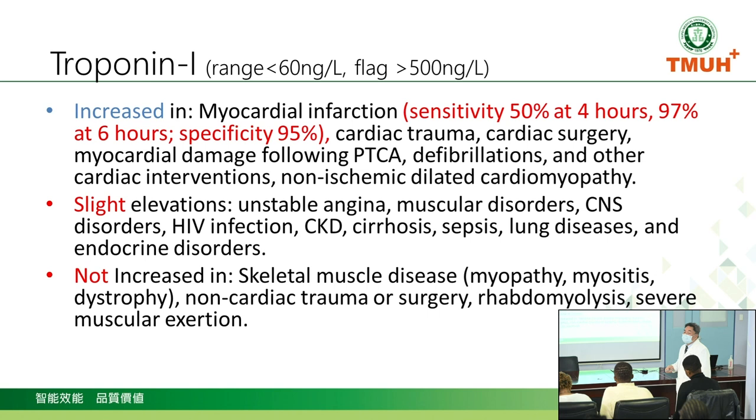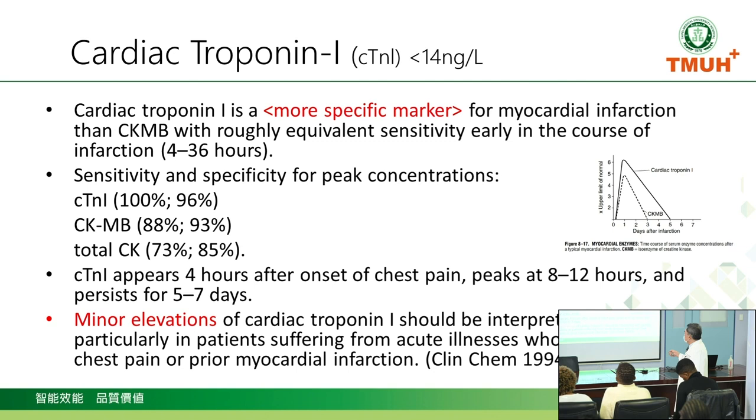So we have the more precise cardiac troponin I, cTnI. Cardiac troponin I is a more specific marker for myocardial infarction than CKMB, with roughly equivalent sensitivity early in the course of infarction.